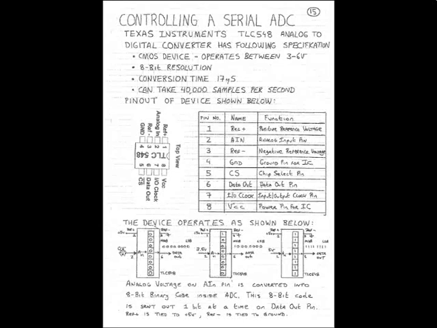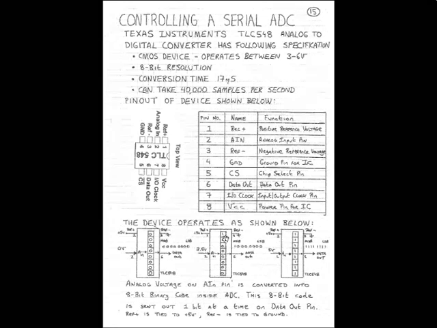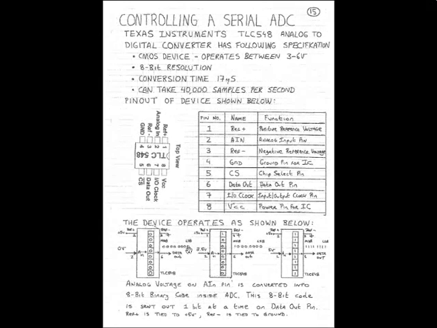So what's happening is, a voltage is going into the analog to digital converter, and an 8-bit data value or code is sent to the PIC microcontroller. And we need to program our PIC microcontroller to pick up those 8 bits and to store them inside the PIC microcontroller. Let's look at the next page now.